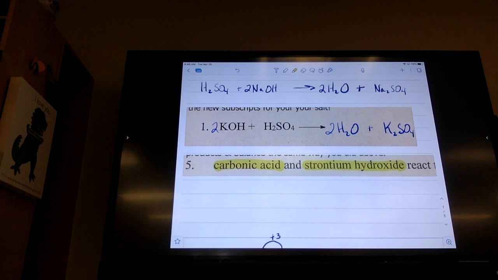Carbonic acid. Okay. It's an acid, so it starts with H. So go ahead and write your H with a +1 charge. Carbonic. Okay, well, now wait a minute. Is this binary or ternary? Ternary, so it's going to have a polyatomic.